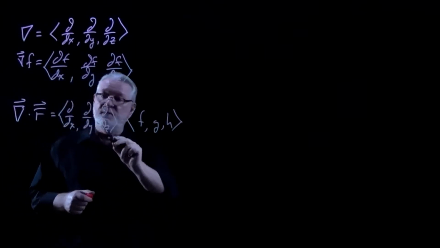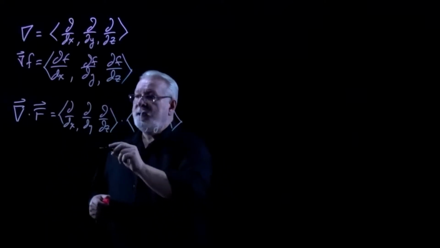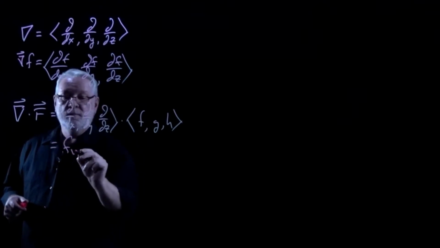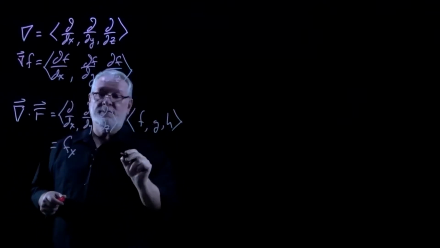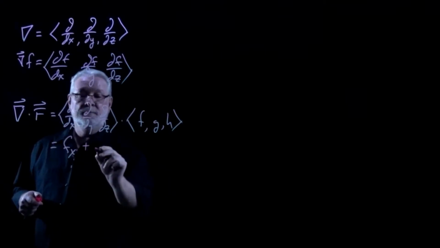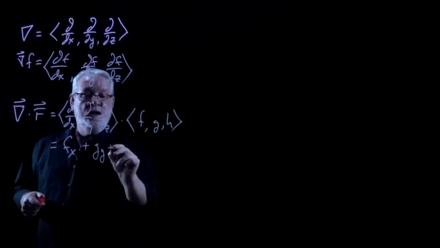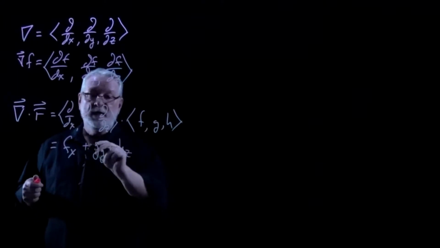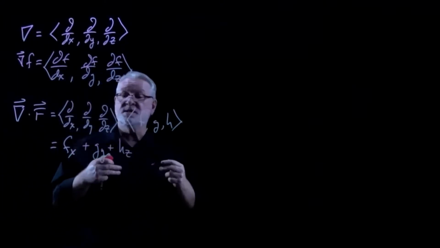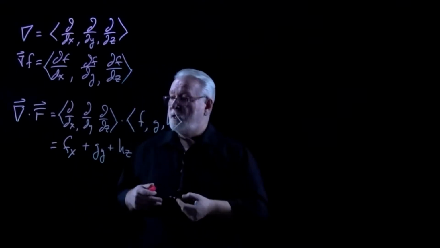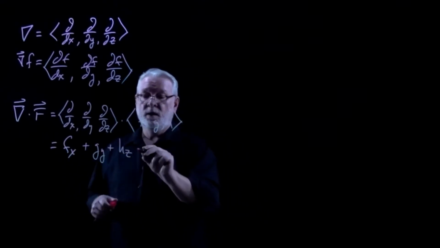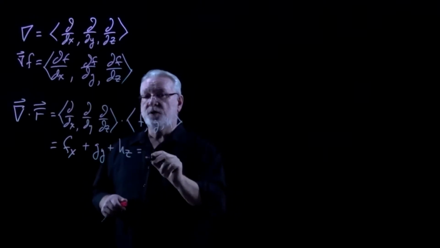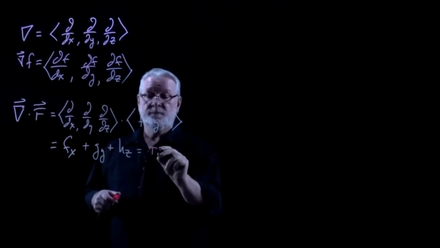But the dot product limits where these partials will apply. The partial with respect to x will only apply to f. The partial with respect to y will only apply to g. And the partial with respect to z will only apply to h. In addition, because this is a dot product, I will sum the results of these three partials, and it will form a new function, or a scalar if we evaluate it at a point. This then is referred to as the divergence.